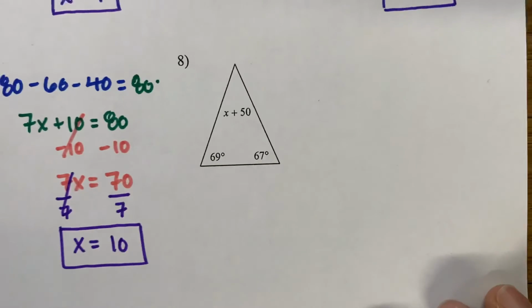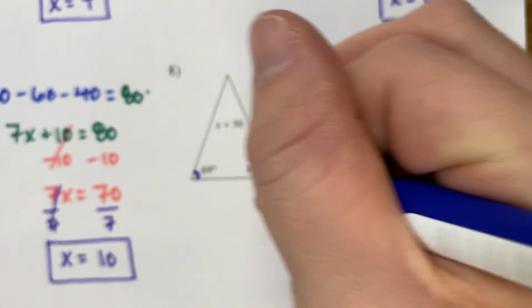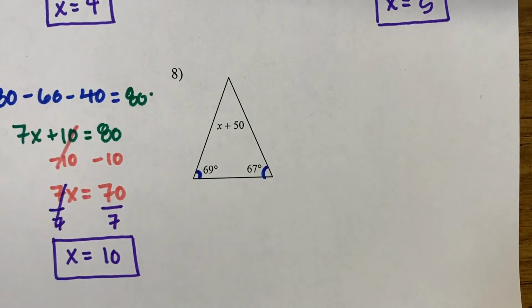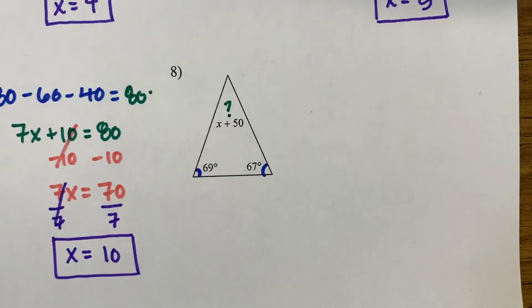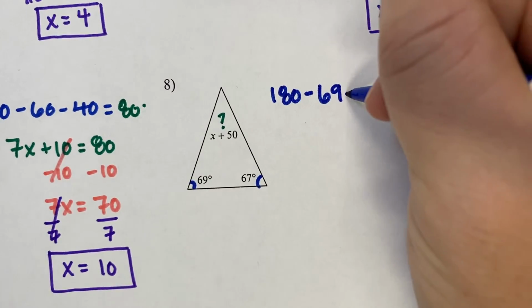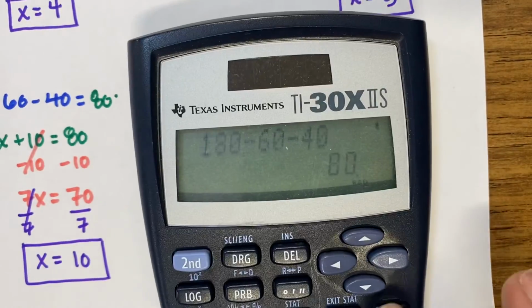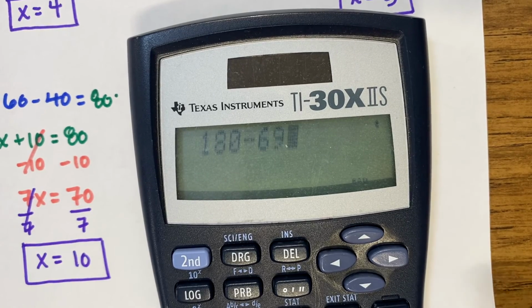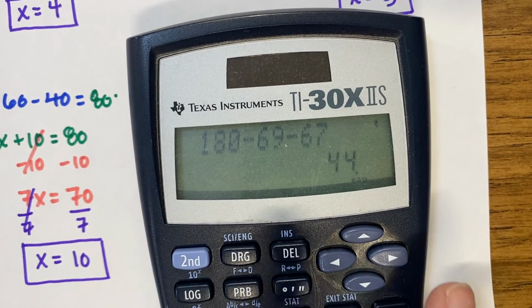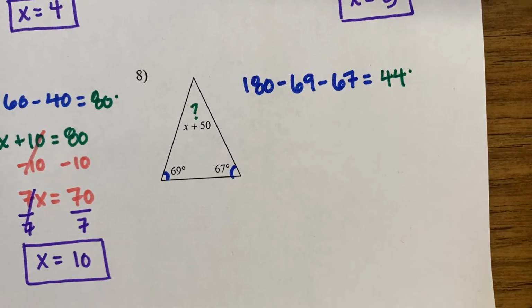Okay, beautiful. One last example, number 8. Okay, so it gives us two angles that we know. We don't know the third angle, which is where our x is. So let's go ahead and find out what that third angle has to equal. I have 180 minus 69 minus 67. And what is that going to give me? What does that third angle have to be? 180 minus 69 minus 67. And I know that third angle has to equal 44 degrees.